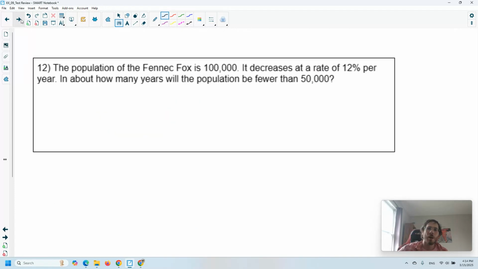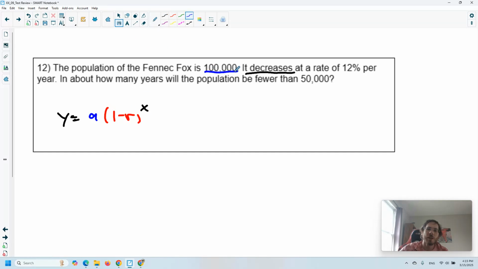12, we've got a population that is decreasing. So these fennec foxes are decreasing. Since we're decreasing, we know we want to use the exponential decay function. So that is a times 1 minus r to the x. We're going to put the time in there, but to keep it consistent, we'll keep it x.